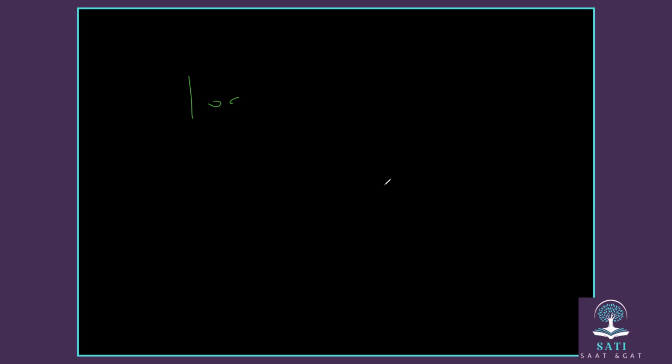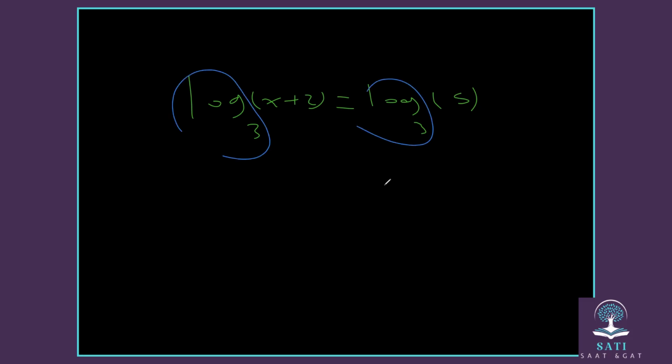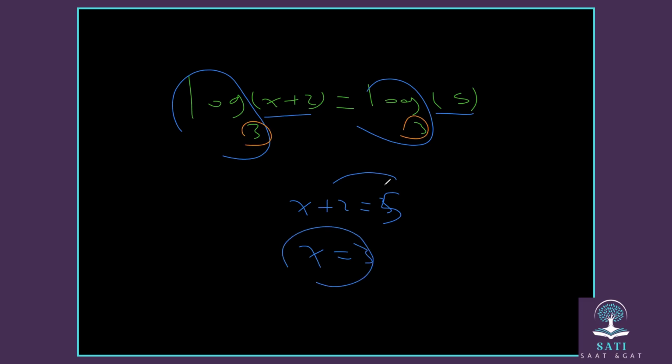And again, okay, if I tell you now log base 3 of (x plus 2) equals log base 3 of 5. As long as here you have an equal sign and log base 3 is on both sides, that means this equals this one. So x plus 2 equals 5, so x equals 3, as long as the base in both cases is the same. And I hope that is clear.